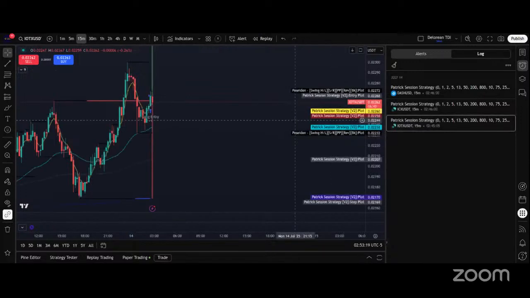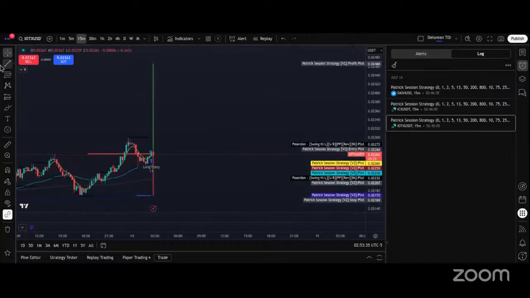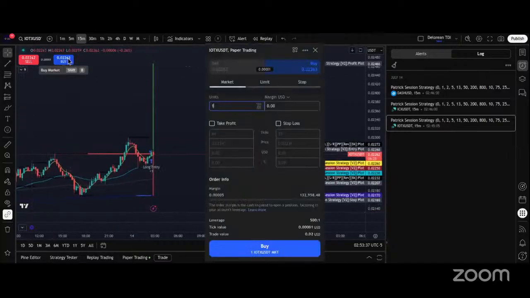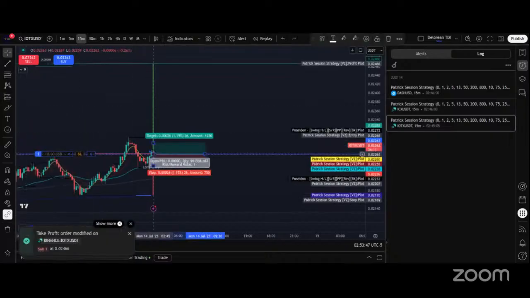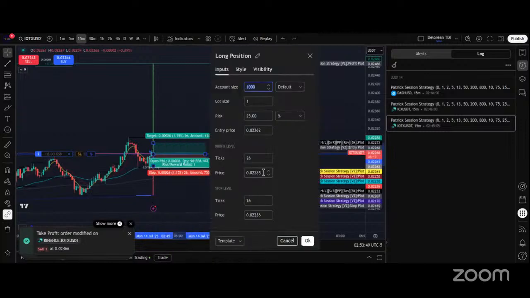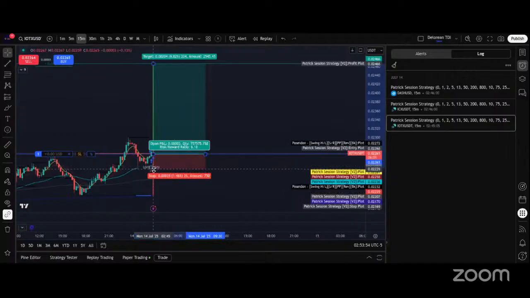Moving on, we have IOTX USDT. Again, aqua gray blue, confirming an uptrend. Buyers in control of the market and price is above support. We'll be taking this buy to 0.02466. Long position from current price. And we're going to give ourselves additional room here.